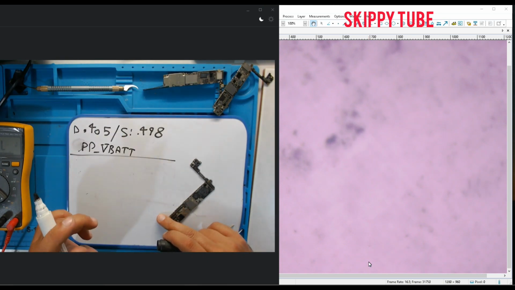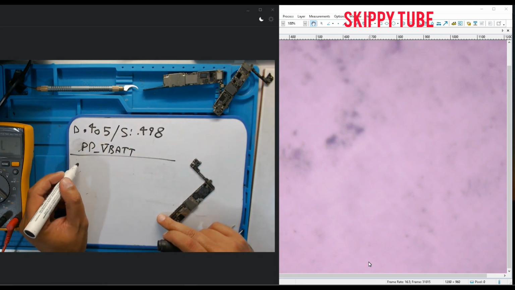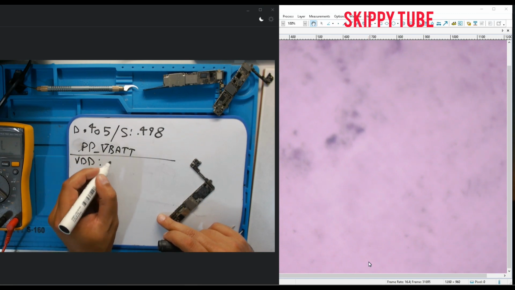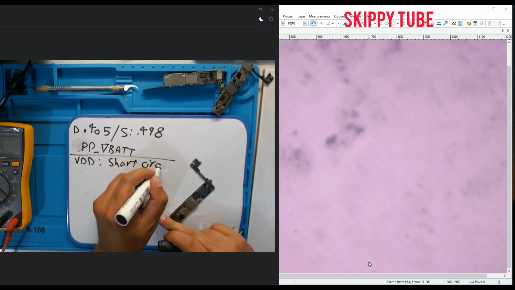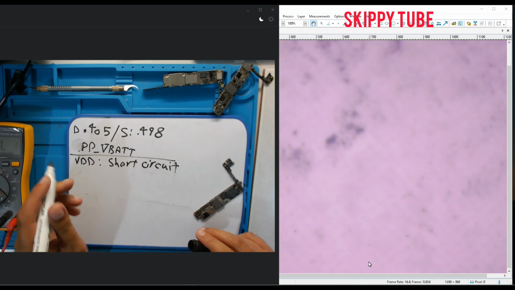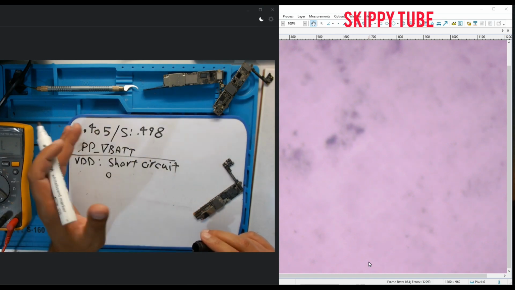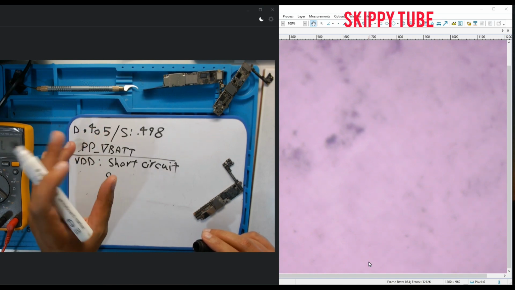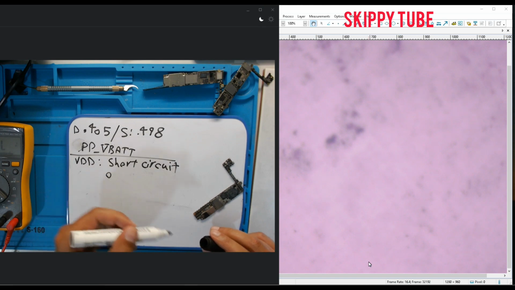Check the VBAT like this, showing this one. And the VDD main is short circuit. Okay, that's completely diode value showing 0. That means it doesn't. That means the Skippy test again showing 40.